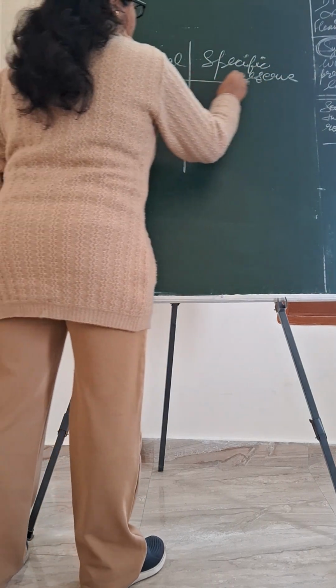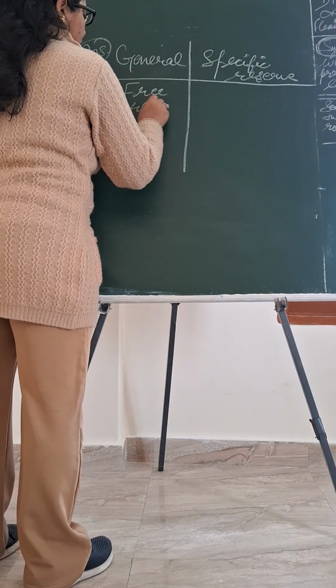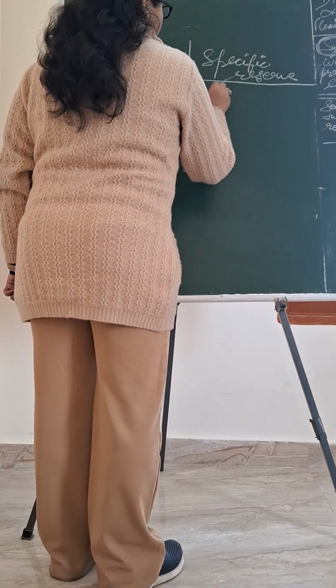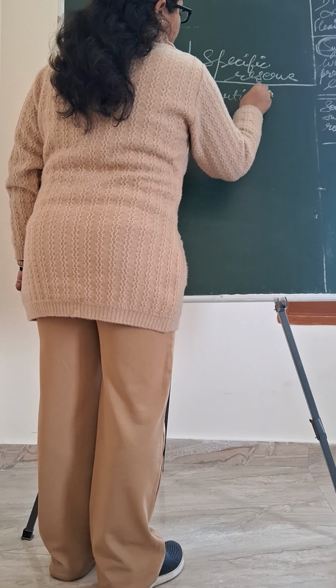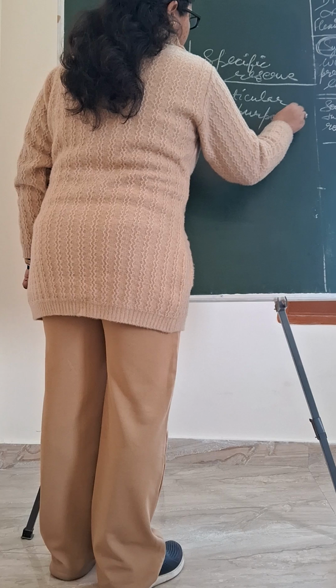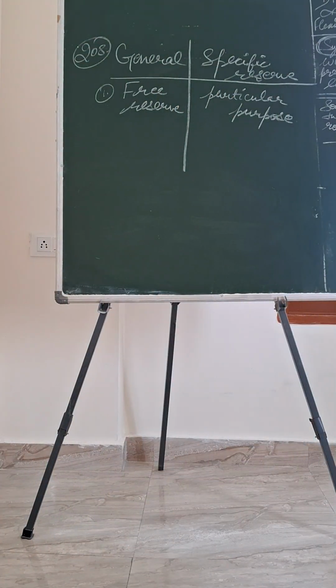General reserve is also called a free reserve. Specific reserve is for a particular purpose. That is called a specific reserve. So this is the basic difference between the general reserve and the specific reserve. Then we have capital reserves. Capital reserves are not available for distribution.